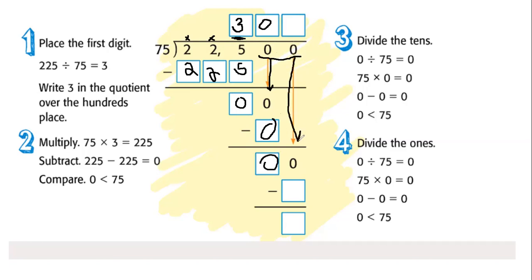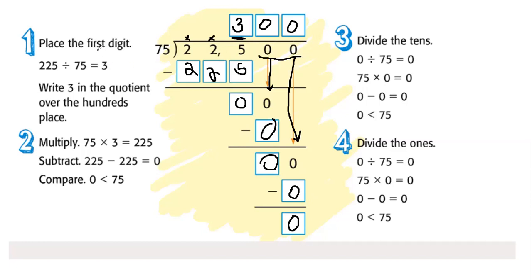Bring down the 0 again. 0 divided by 75 is 0. 0 times 75 is 0. And again, my answer at the end is 0, no remainder. I have to go all the way out to this dividend before I can stop. So I may get a 0, and it's an even answer, or I may get a remainder. When I get to this last digit in the dividend, that's where I stop.